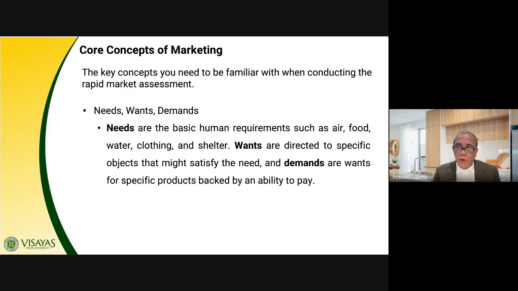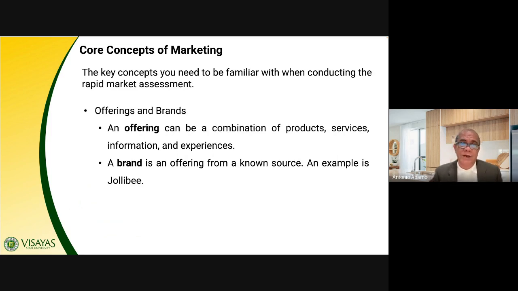And this is what you also call demands. What are demands? These are wants for a specific product backed by ability to pay. Remember, a want can only become a demand if it is backed by your purchasing power. Okay, so offerings and brands are also key concepts. What are offerings? They can be a combination of products, services, information, and experience. In other words, the utility of the product.